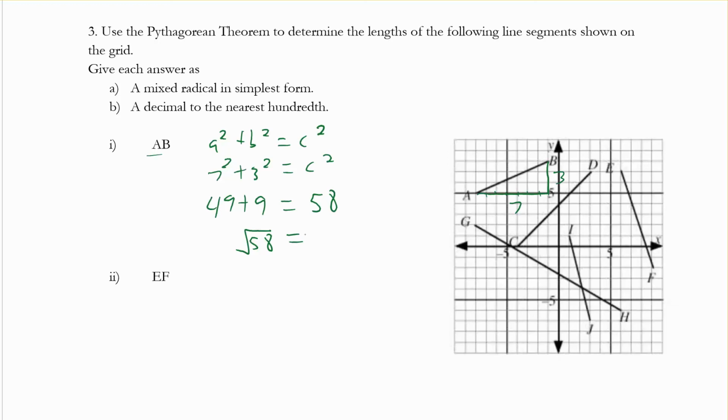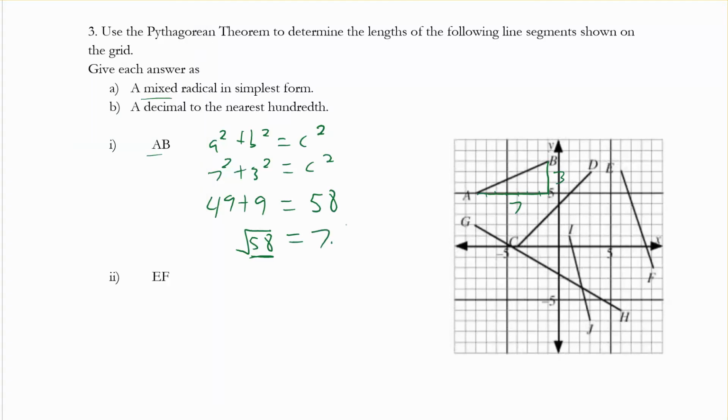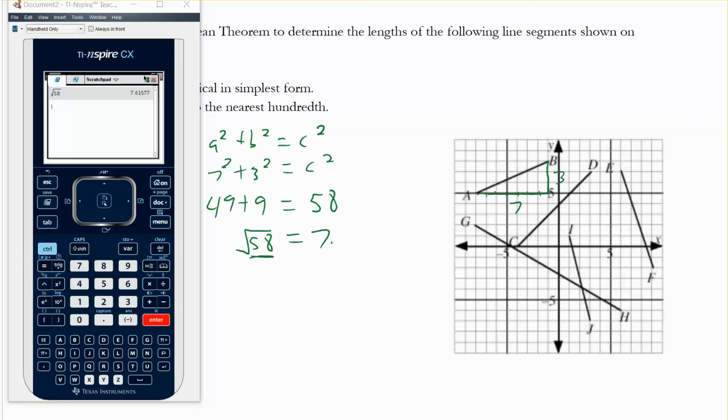And though it says give each answer as a mixed radical, in this one actually it can't be expressed any smaller than square root of 58. So we can just write it as square root of 58, or you can write it as 7.6.